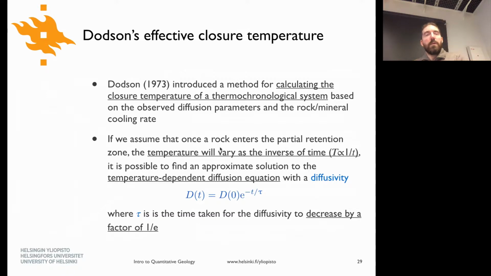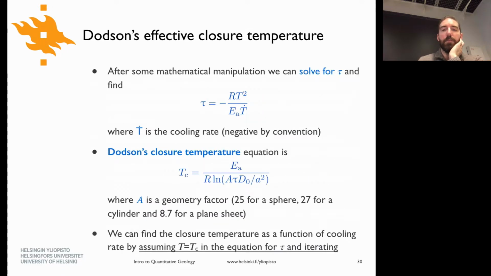So if we assume that when you go into this partial retention zone, so when you start to accumulate the daughter product, that the temperature is going to be kind of directly related to the inverse of time, or in other words, that the cooling is kind of constant, you can then find the approximate value of this closure temperature by doing this sort of simplification here. The math doesn't really matter too much, and you can read through the description in the exercise for this week as well to get a sense of how it works.